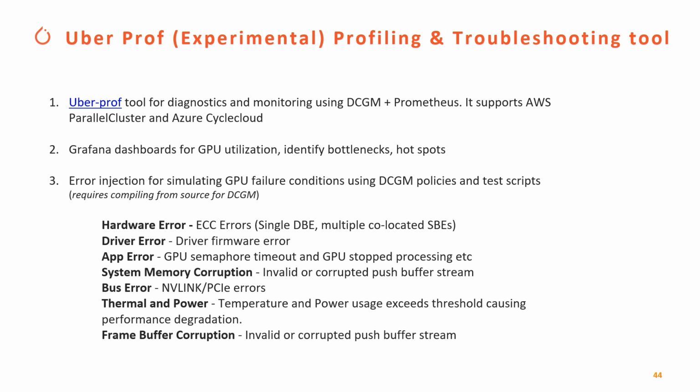This includes tests for detecting hardware errors like the ECC errors, driver errors, firmware errors, application-related errors like GPU semaphore timeout, system memory corruption like invalid or corrupted push buffer stream, bus-related errors for the NVLink and PCIe, thermal and power-related problems where usage exceeds certain thresholds causing performance degradation, and the frame buffer corruptions like invalid or corrupted push buffer stream.